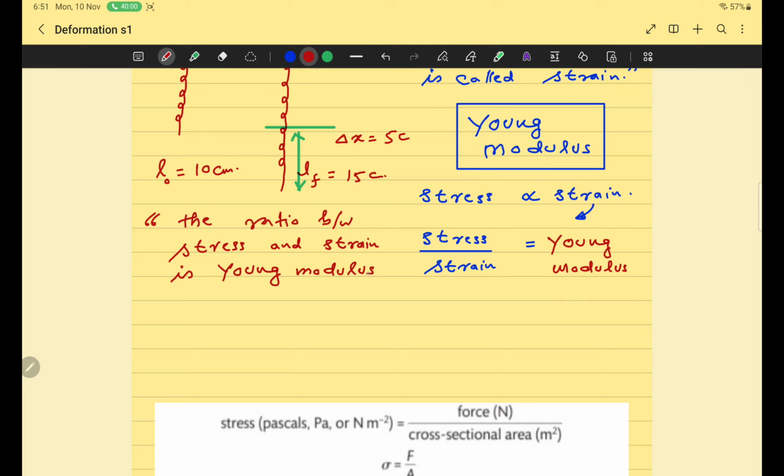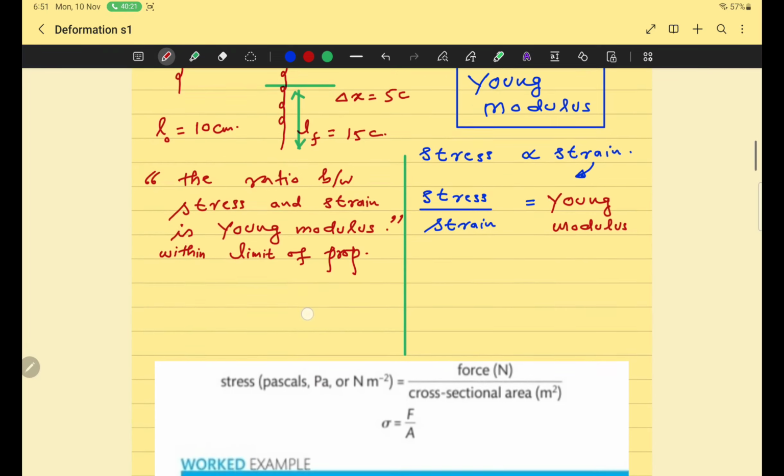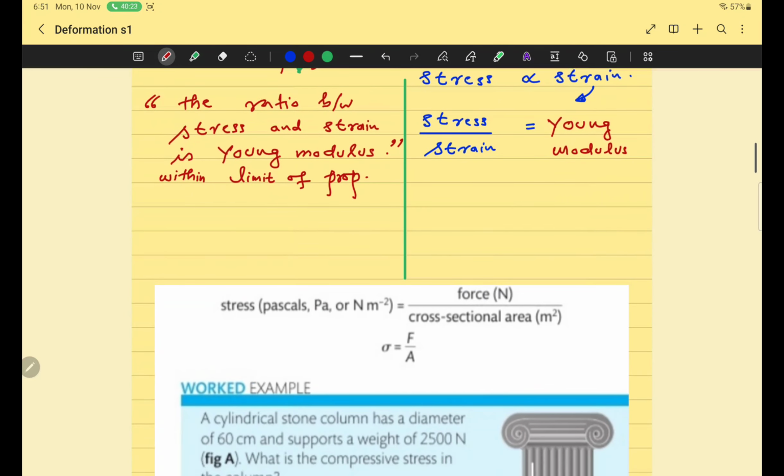The ratio between stress and strain is called Young modulus. But a condition: the condition is within the limit of proportionality. Sir, what is the meaning of limit of proportionality?